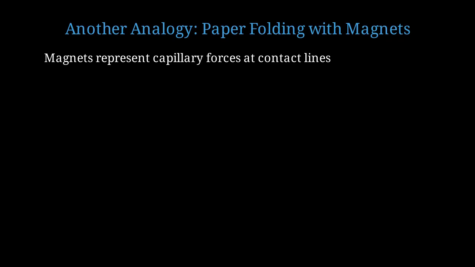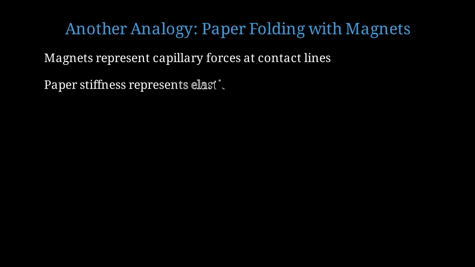Let me give you another analogy to build intuition. Imagine trying to fold a piece of paper, but instead of using your hands, you place small magnets at specific locations on the paper. The magnetic attraction between magnets on different parts of the paper represents the capillary forces pulling the membrane at contact lines. As magnets attract each other, they pull the paper into folds.